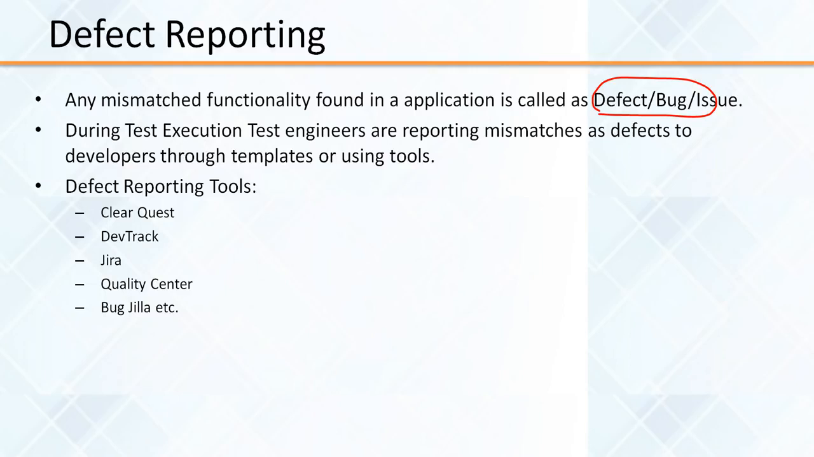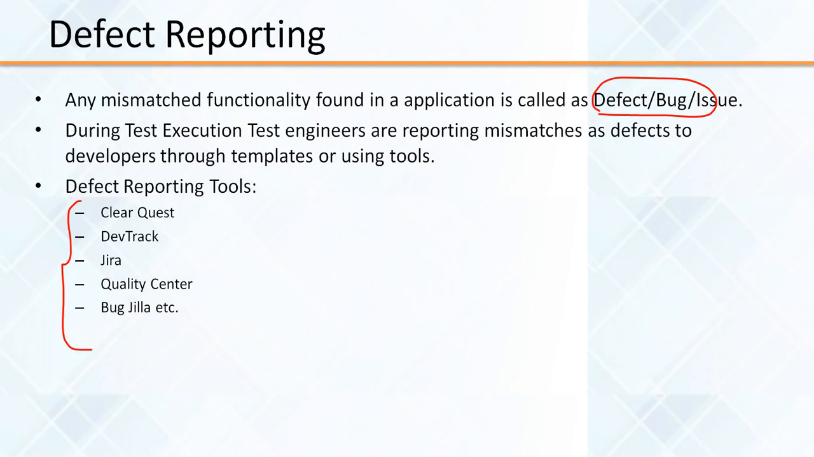In previous days we used some Excel sheet templates, but nowadays we don't use any templates. We are using defect reporting tools, such as ClearQuest, DevTrack, Jira, Quality Center, or Bugzilla. These are all examples of defect reporting tools. They will give you a form, so we need to fill in all the defect related information. Just submit, and automatically that defect will go to the appropriate developer.